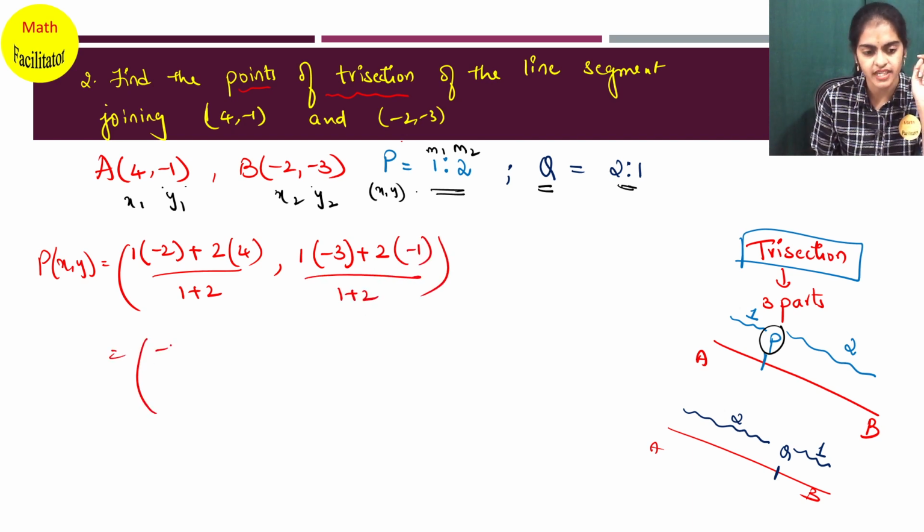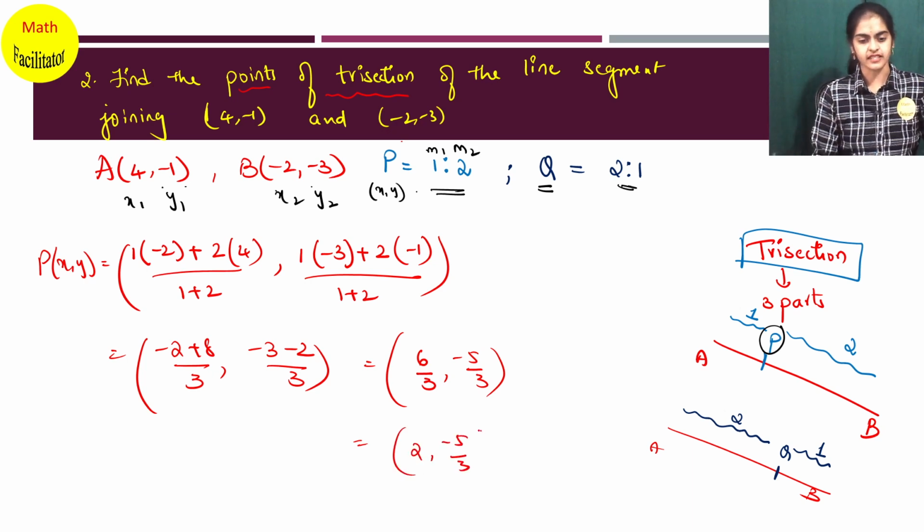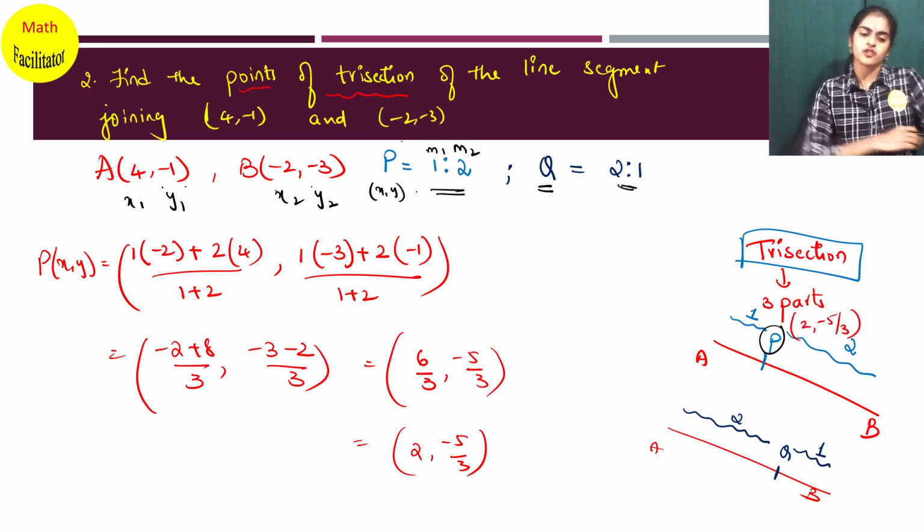So what is the answer? You are getting (-2 plus 8) by 3 and (-3 minus 2) by 3. So the final answer I get here is 6 by 3 and -5 by 3. 6 by 3 is nothing but 2. So the coordinates of the point P are 2 comma -5 by 3. So P is dividing in the ratio 1:2. So it is a point of trisection.